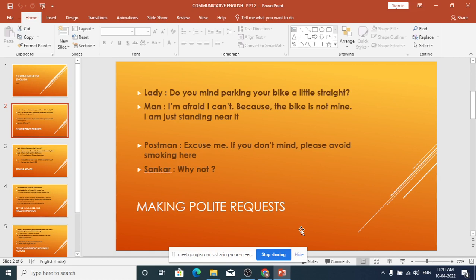Another type of sentence structure: the postman says to somebody, "Excuse me, if you don't mind, please avoid smoking here." That man says, why not? Here the postman is making a request. So he starts with the sentence structure, excuse me, and then again uses, if you don't mind. So two things we are learning. You can start with do you mind, or you can start with excuse me.